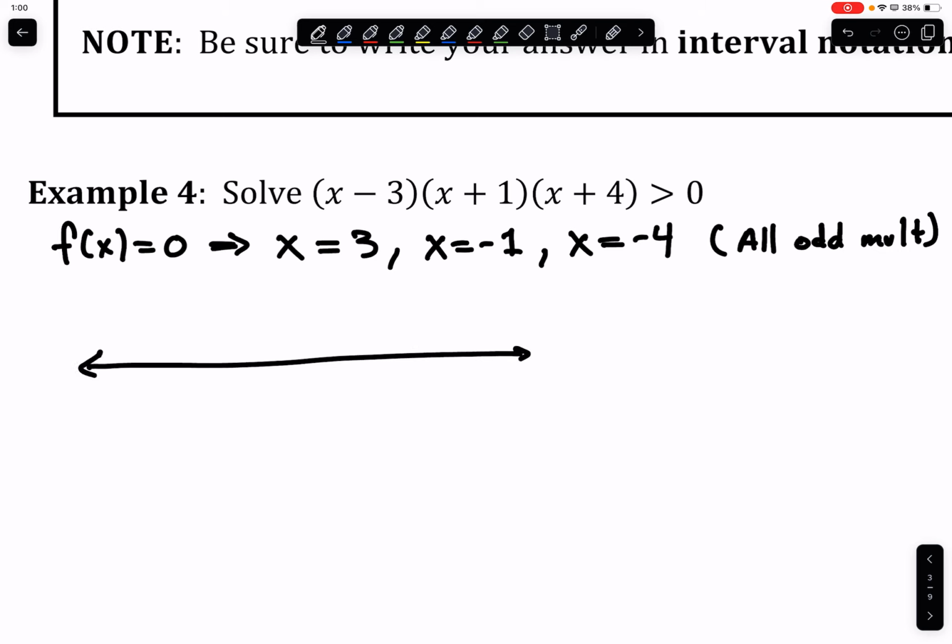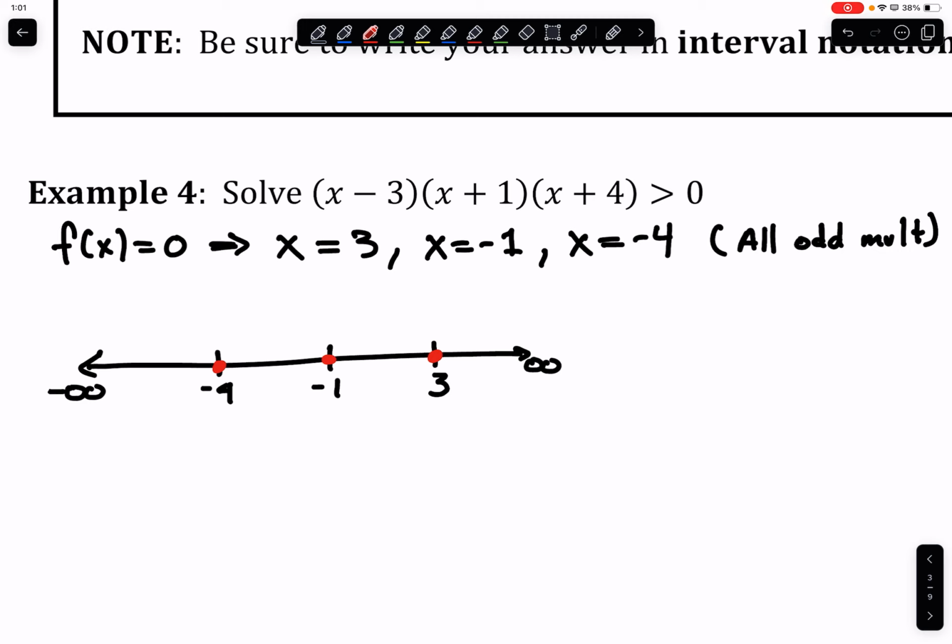So without drawing a y-axis, we're just going to draw an x-axis from negative infinity to positive infinity. We're going to write our values in order from least to greatest, negative 4, negative 1, and positive 3. Now, like I said, since these are our zeros, this is where we're crossing the x-axis, okay? Our function is going to, again, cross at each one of those values, okay? So let's start with the very far left, okay?